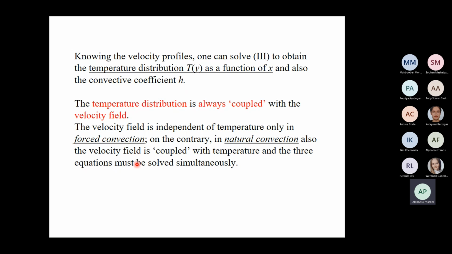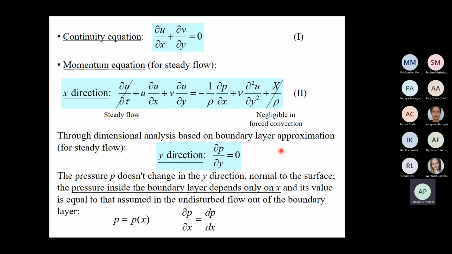This is for forced convection, because for natural convection, the velocity field is also associated to the temperature field, because in natural convection this momentum equation keeps the buoyancy forces. We will analyze it later, but I want to anticipate that for natural convection I keep the buoyancy forces which contain temperature. That means that for natural convection also the velocity field is coupled to the temperature field.